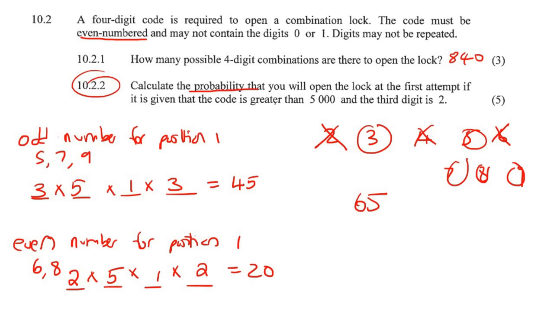Now they said, what is the probability? So you're going to say 65 divided by the total available, which is 840. And if you do that, you end up with a fraction of 13 over 168.